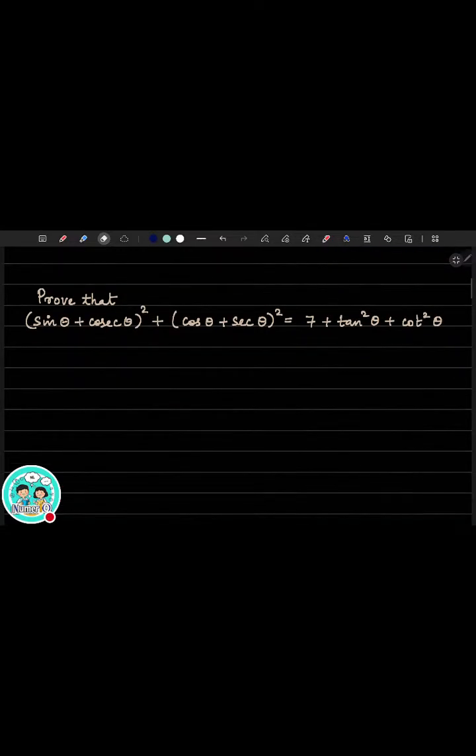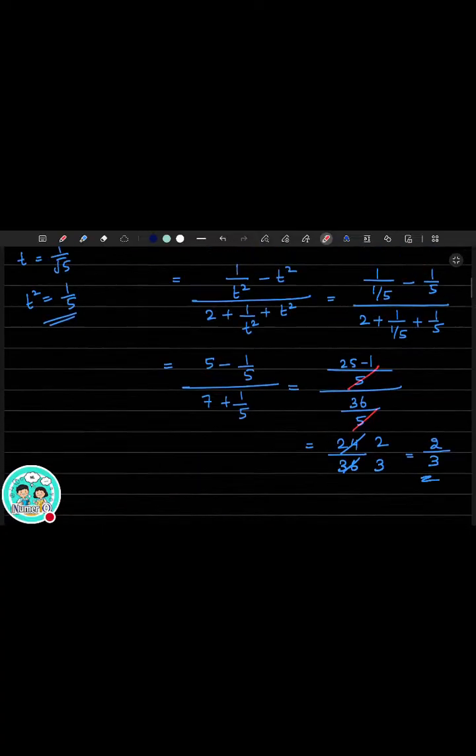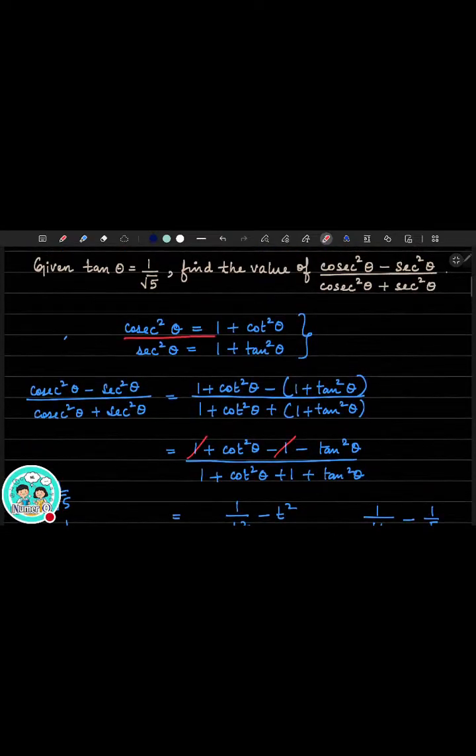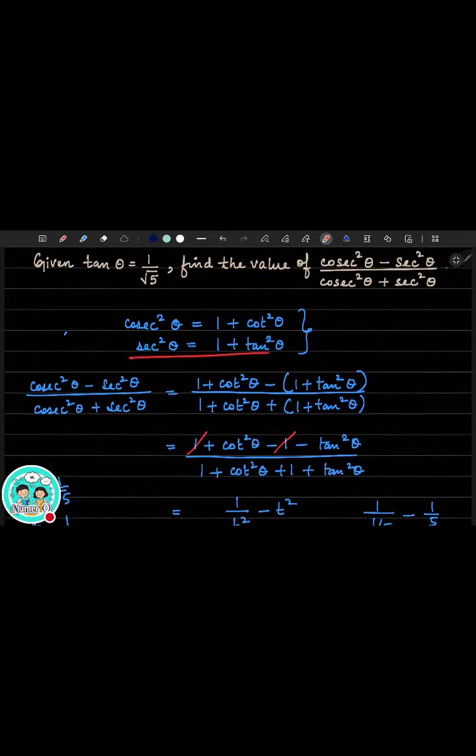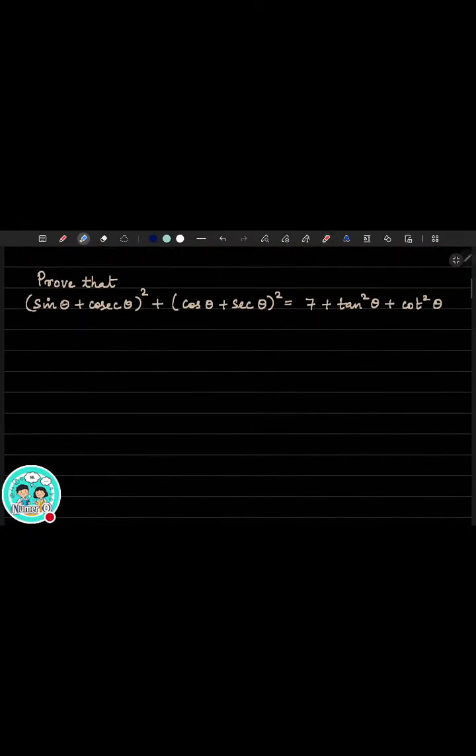Prove that (sine plus cosecant) the whole square plus (cos plus secant) the whole square is equal to 7 plus tan square plus cot square. Again, a super easy question. You can see the terms in a plus b the whole square form in the LHS. In the RHS you have tan and cot. The easiest way to do it is to use the same identity that we used earlier: cosecant square equal to 1 plus cot square, secant square equal to 1 plus tan square. The same identity. So let's go ahead and do it.